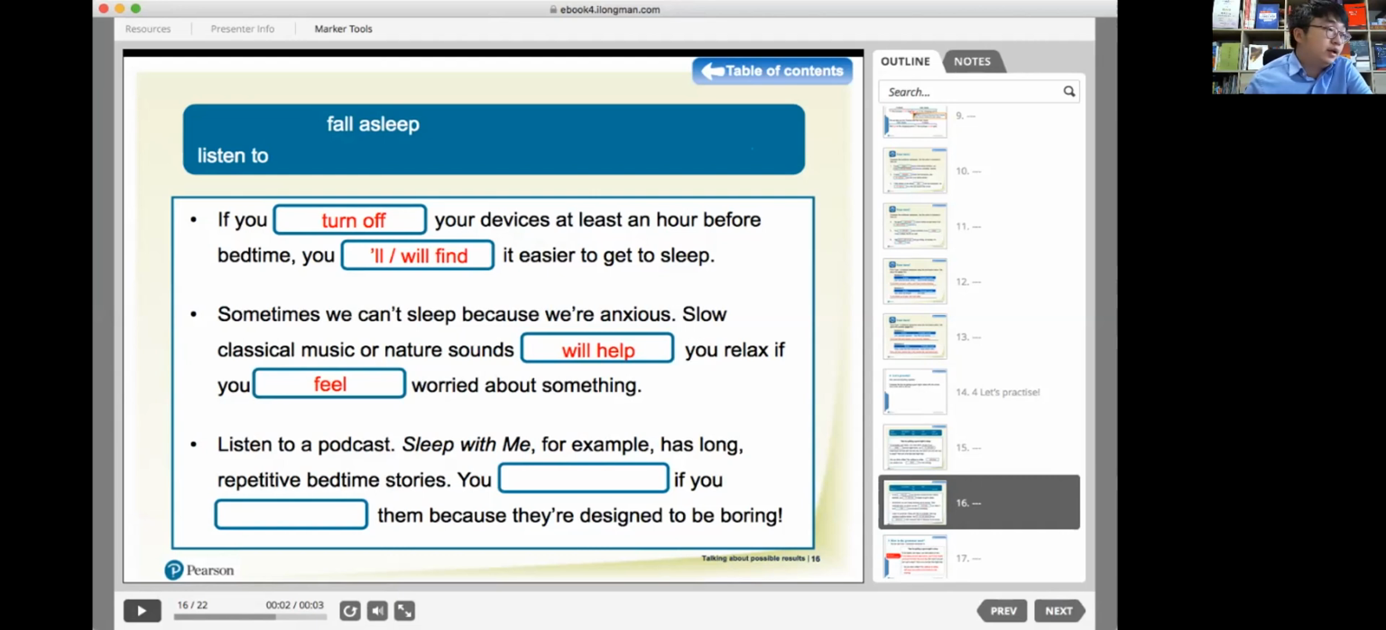The last tip, listen to a podcast. For example, Sleep With Me. I don't know, maybe you can try to Google it or find it on YouTube. Sleep With Me, for example, has long, repetitive bedtime stories. You will fall asleep if you listen to them, because they're designed to be boring. Listen to something boring and you can fall asleep.